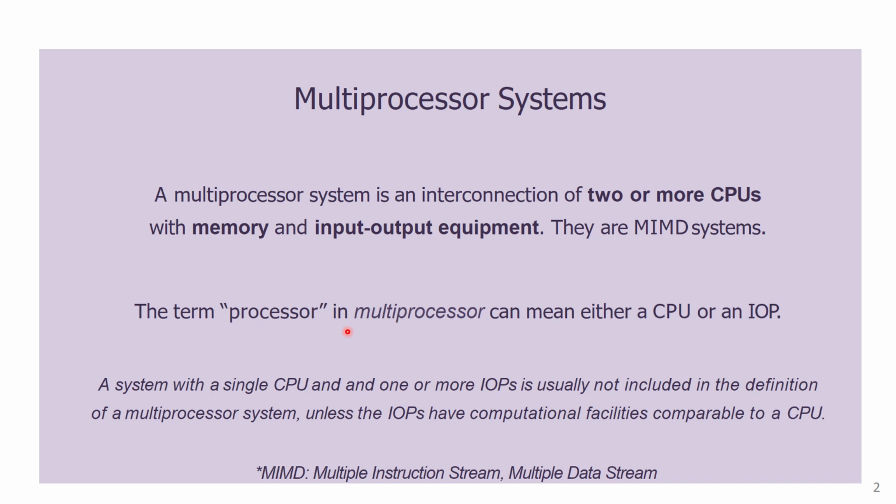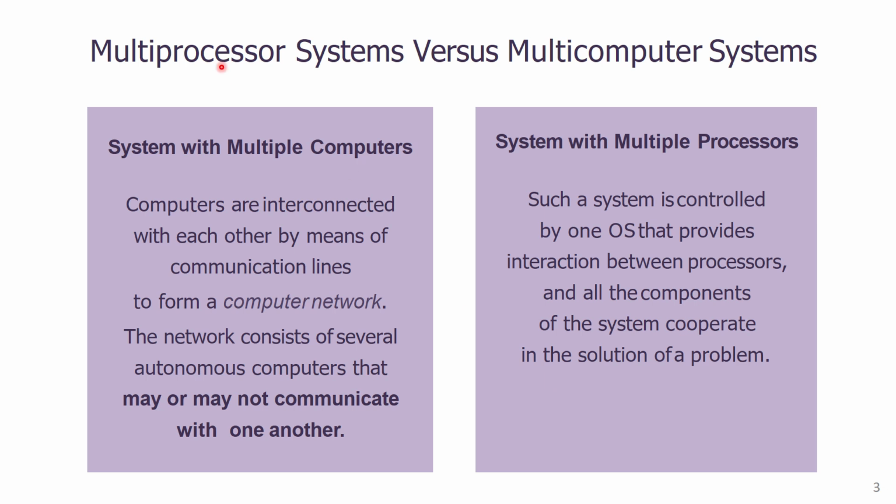So the term processor in multiprocessor can be either a CPU or an IOP. IOP is input-output processor. A system with a single CPU and one or more IOPs is usually not included in the definition of a multiprocessor system unless the IOPs have computational facilities comparable to a CPU. So the IOP must have power equivalent to a CPU, then it can be considered a multiprocessor system along with a single CPU.